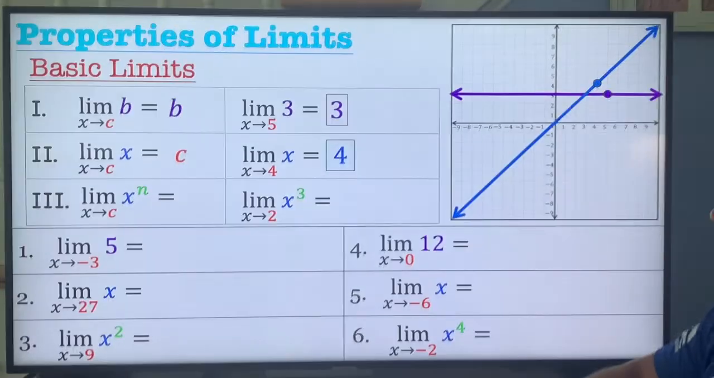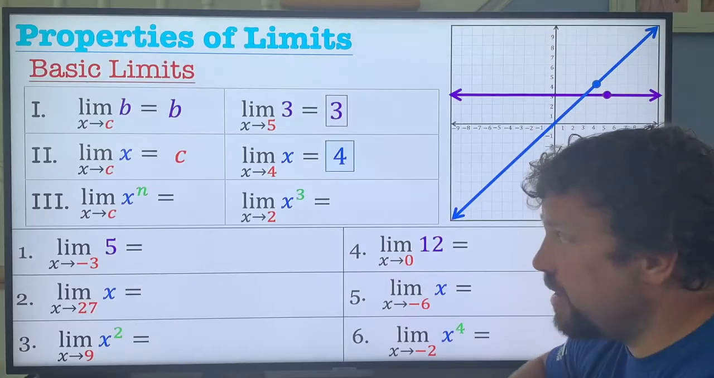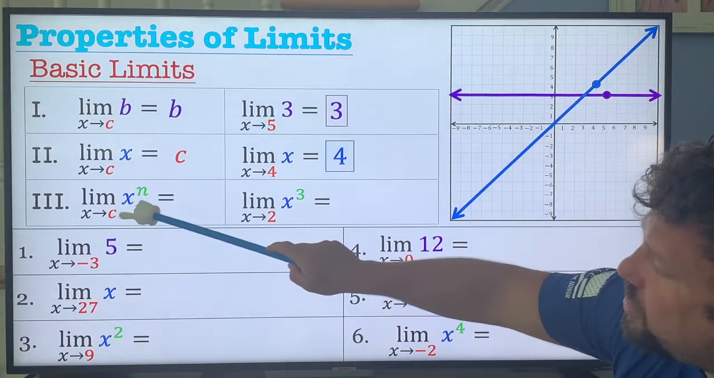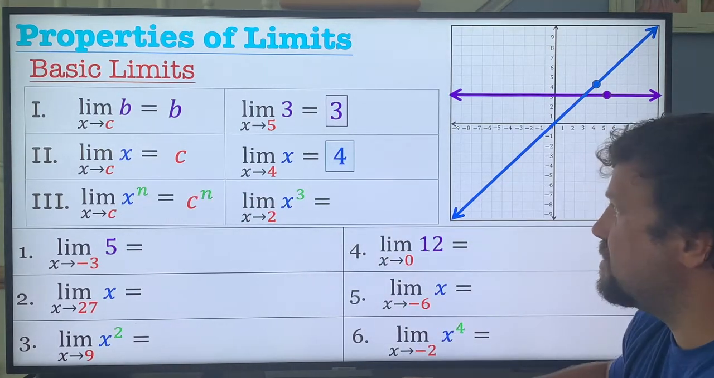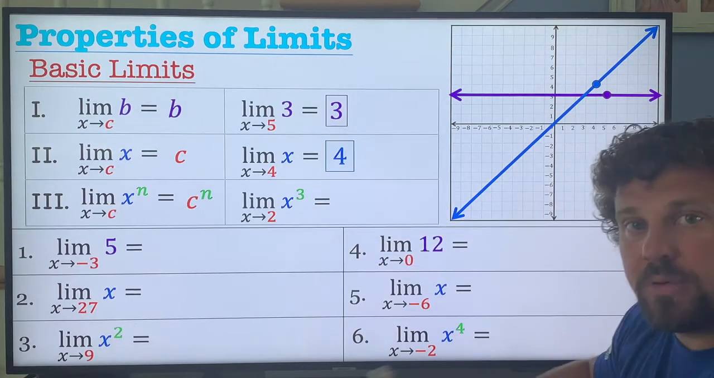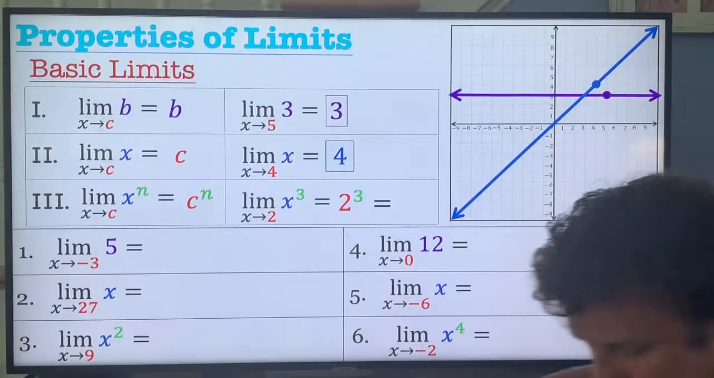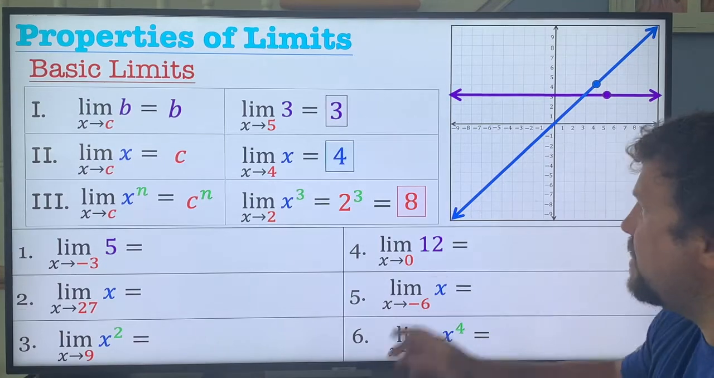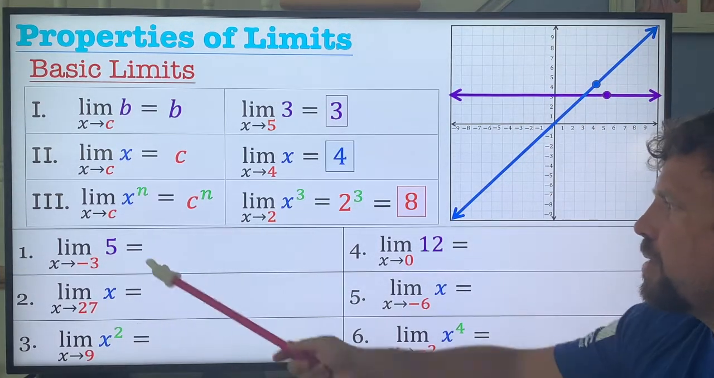All right, now say we got x to a power. That could be squared, that could be cubed, that could be to the 5th, to the 8th, to the 1/2, to the negative 1/5, anything. So as x approaches c, all you do is take that c, and what do you think you do with it? You plug it in for x. So c to the n. So the limit of x to the 3rd as x approaches 2 would be 2 to the 3rd power. 2 times 2 is 4, times 2 is 8. See that? I could have done the cube graph to show you, but that doesn't matter.